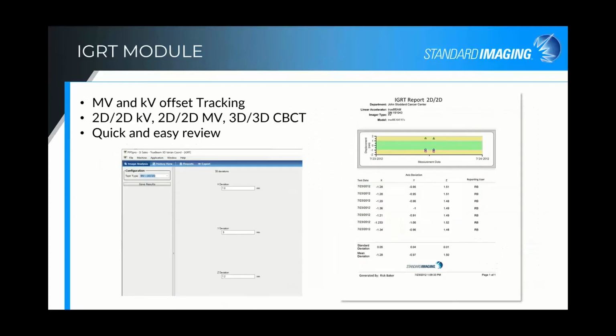And then we also have an IGT module. This is basically utilizing something like our Mini phantom or cube-based type phantom for MV and kV offset tracking and your 2D-2D and 3D-3D matching. It's a very quick and easy review, allows you to enter in the data and then just do your trending and see if there's any degradation or errors in your offset on a day-to-day basis.